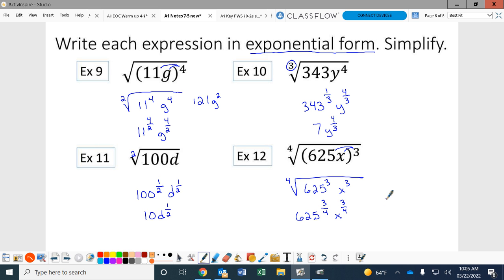Type 625 power button 3 fraction button 4 equals. What is that number in front going to be? X to the 3/4. Good.